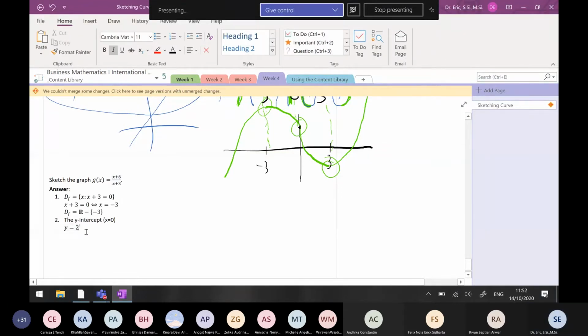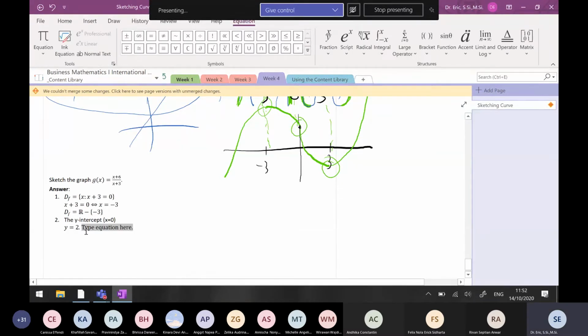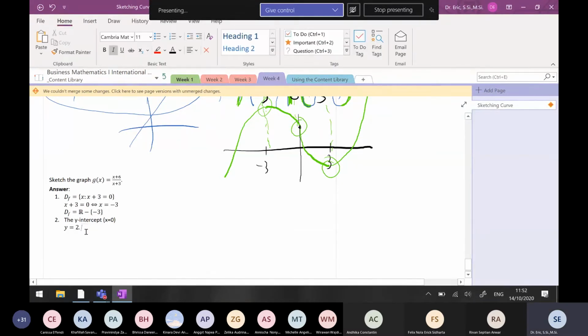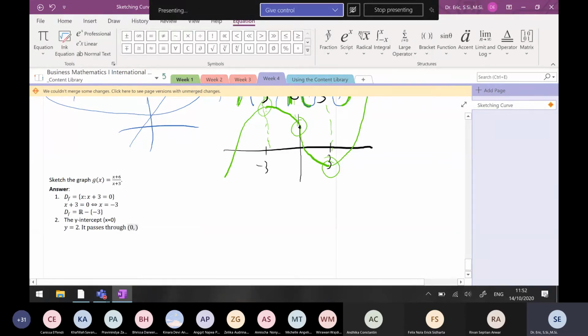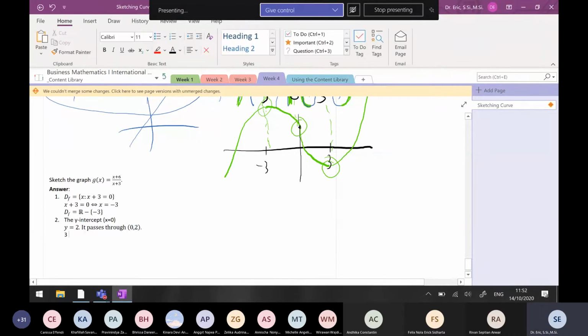So it passes through (0,2). Yes, very good. Number 3, the x-intercept.